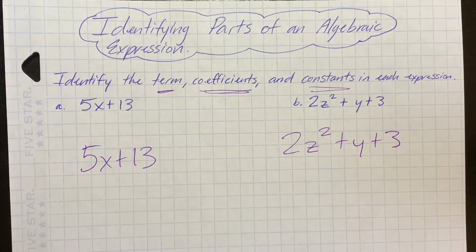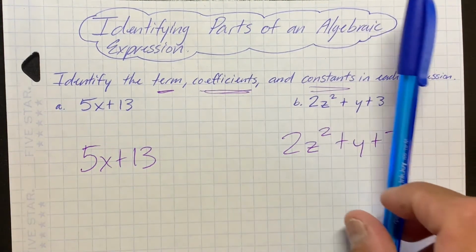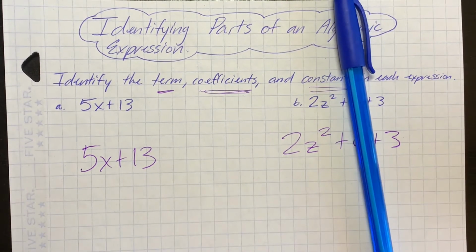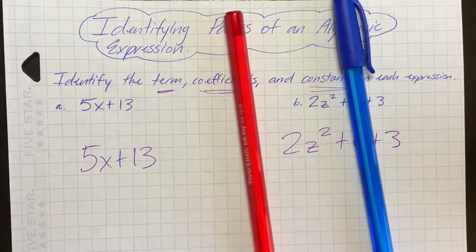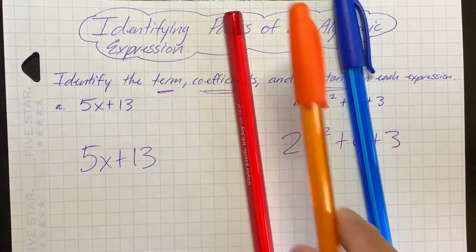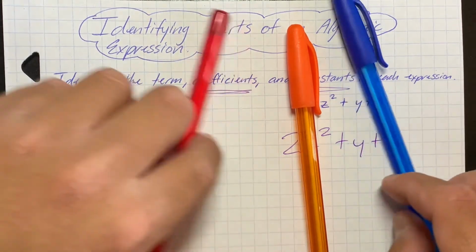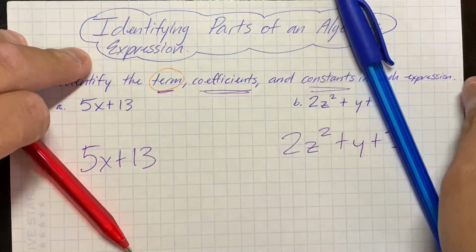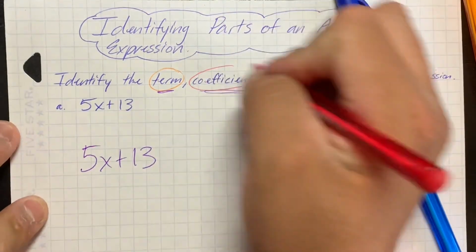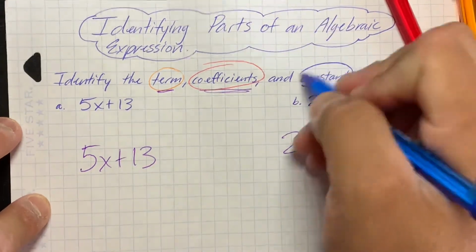All right. So here again with A and B, these 2 different algebraic expressions, it didn't tell you to evaluate. It just told you to find and identify the term, the coefficients, and the constants. So let me color code this. So I'll use blue, I will use red, I will use orange. So the term will be in orange, the coefficients in red, and the constants in blue.